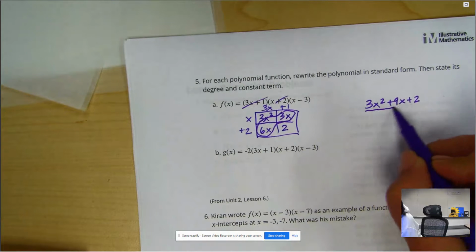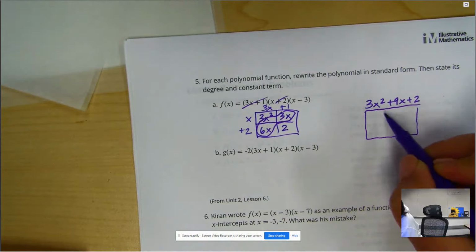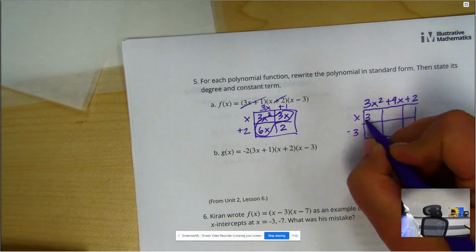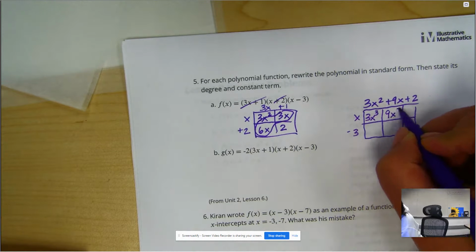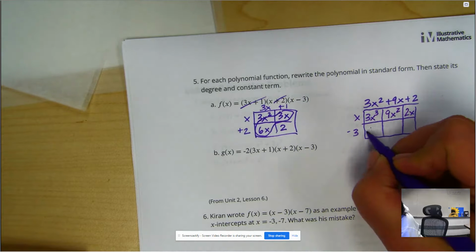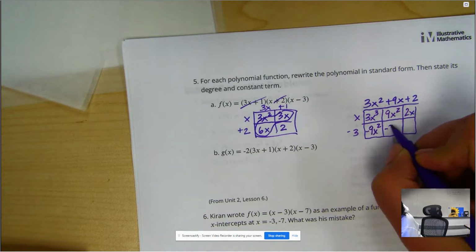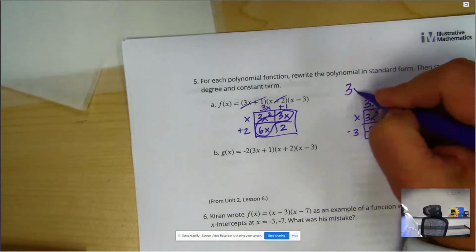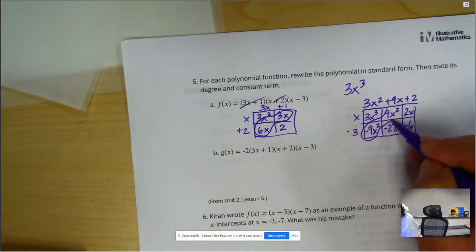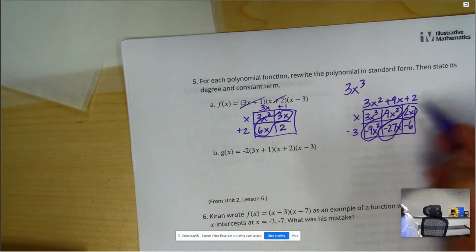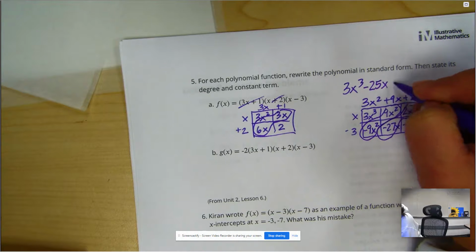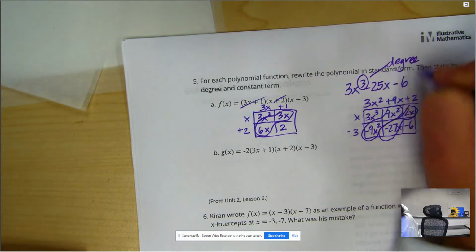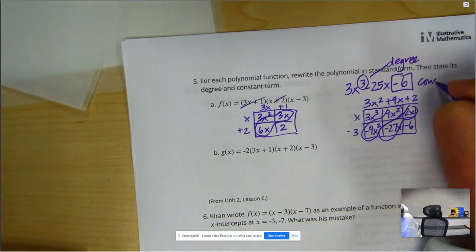Now I need to multiply by the x minus 3. I've got 3x to the third, 9x squared, 2x, negative 9x squared, negative 27x, negative 6. So now my final answer for this guy is 3x to the third. The x squareds cancel. Negative 25x minus 6. So now there's my degree. And negative 6 is my constant.